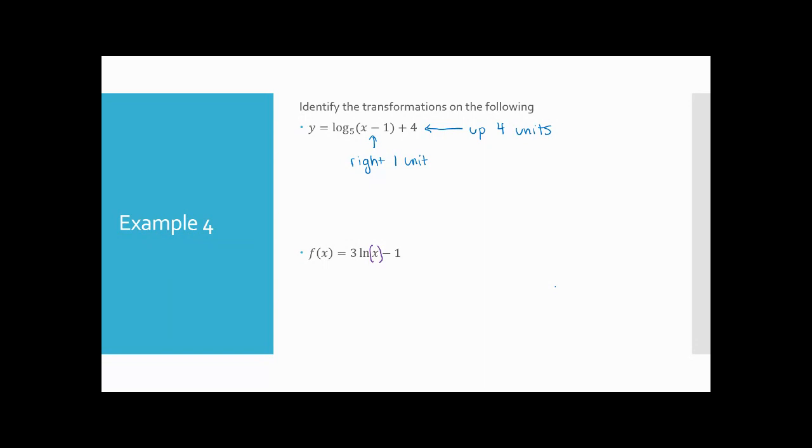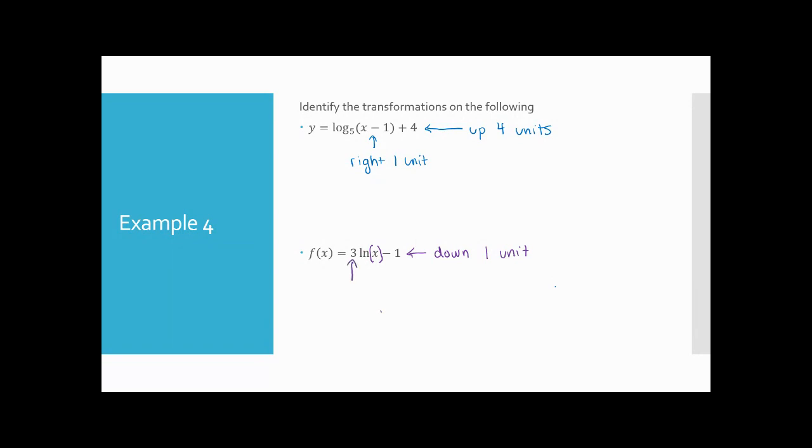So we don't have a shift left or right. We're not moving left or right at all. This minus 1 is actually going to be moving down. So we're going to go down 1 unit.